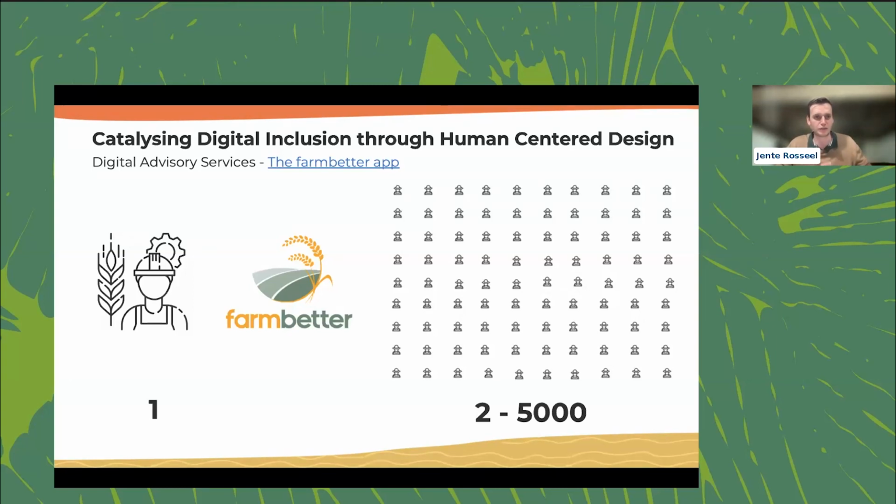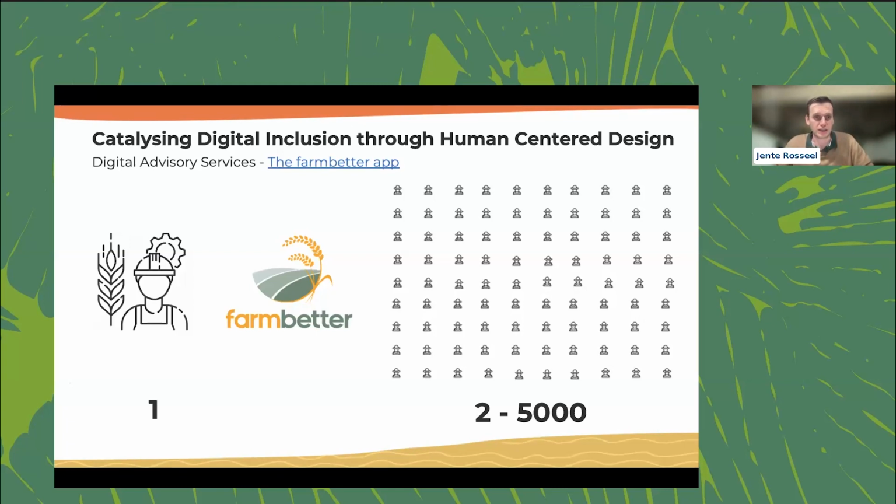On the left of the screen, we have one extension agent. An extension agent has the role and the responsibility to bring a lot of agricultural knowledge to many farmers. But if you look on the right, we have 2,000 to 5,000 farmers. Maybe I should have written the numbers in full. But we see that with time going by, we have fewer and fewer extension agents, and one extension agent has to cover more and more farmers, which is causing a lot of issues when it comes to knowledge dissemination, especially for small-scale farmers, and for more vulnerable groups, as Gigi mentioned as well.